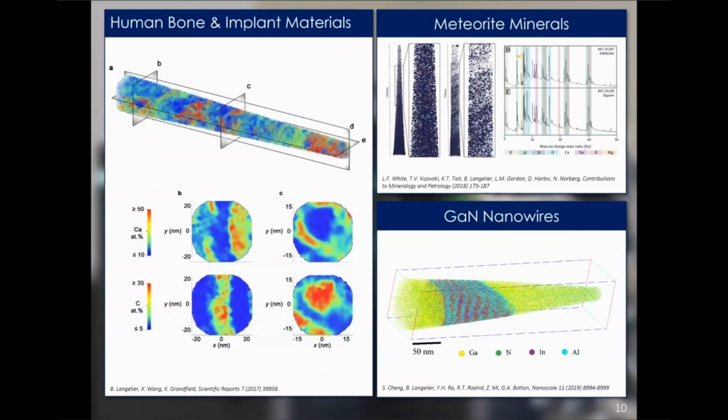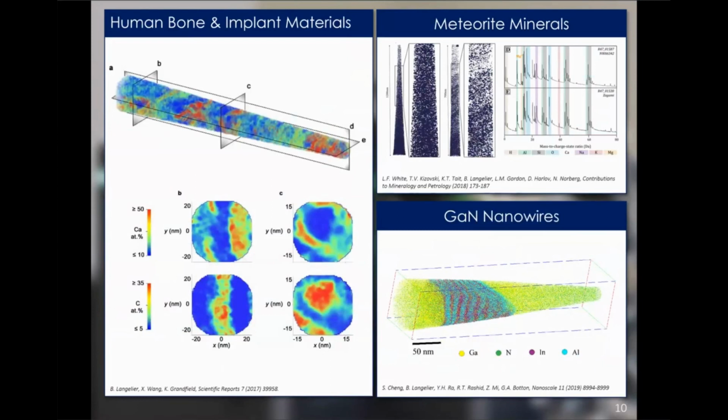So the image on the left is showing some early work looking at human bone, in collaboration with Dr. Granfield's group. In collaboration with some researchers at the Royal Ontario Museum, we've been looking at minerals, and using Atom Probe to study minerals and geology materials is becoming more common nowadays. We can also use the Atom Probe to study devices and semiconductors.